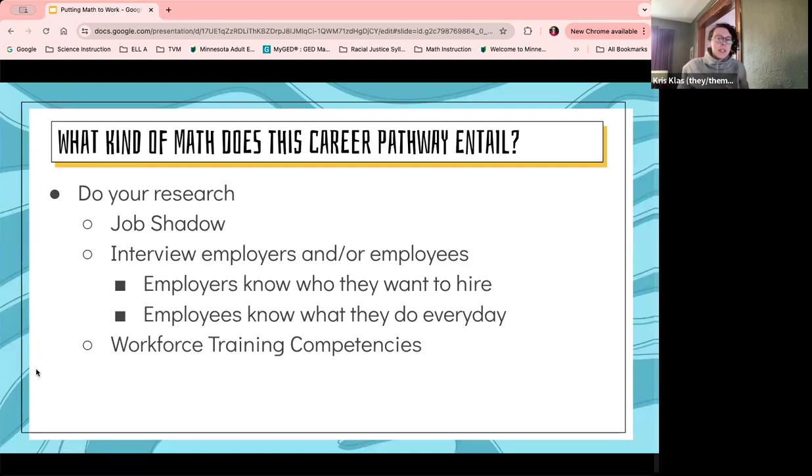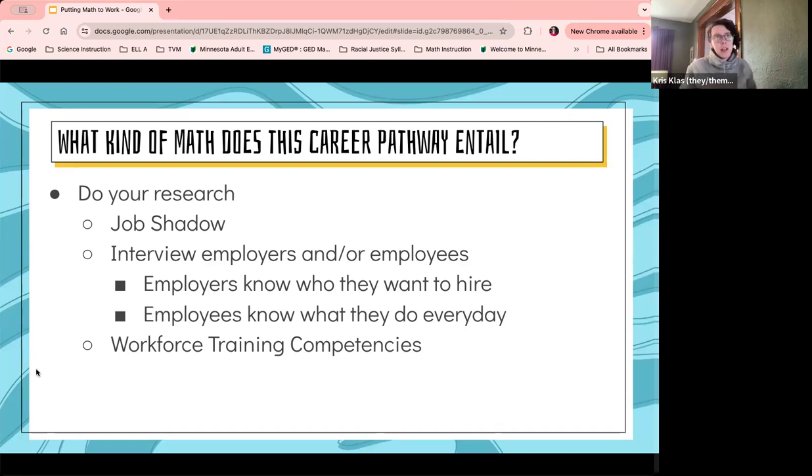Workforce training competencies are another place that you can look. A lot of industries have training materials or even standards, just like we do, but for their employees. I did the IET cohort, I think last year, and it was just really interesting to see these long lists of standards that are already done for us. We just have to know where to look for them to figure out what their employees need to know.